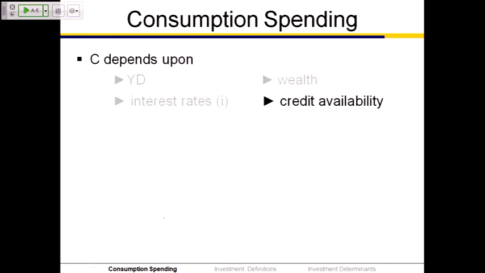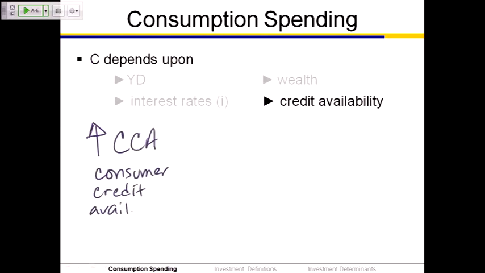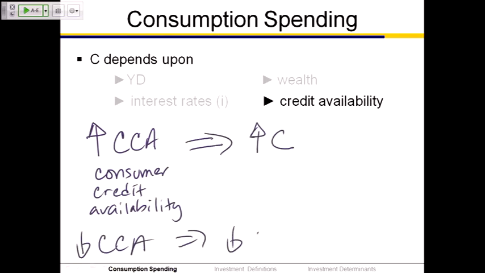And in fact, that's what we see in the economy: the availability of credit, independent of interest rates, is one of the things that influences consumption spending. It's often shorthanded CCA for consumer credit availability. So we're not talking about loans to businesses, we're talking about loans to people. When there's an increase in consumer credit availability, there tends to be an increase in consumption spending. When there's a decrease, there tends to be a decrease in consumption spending.